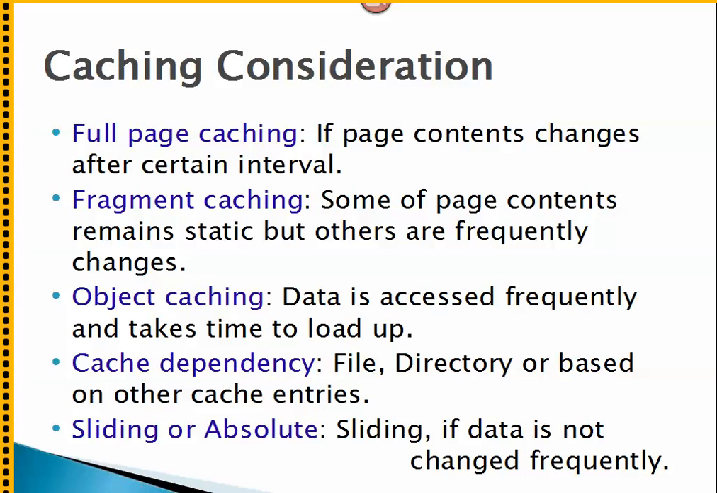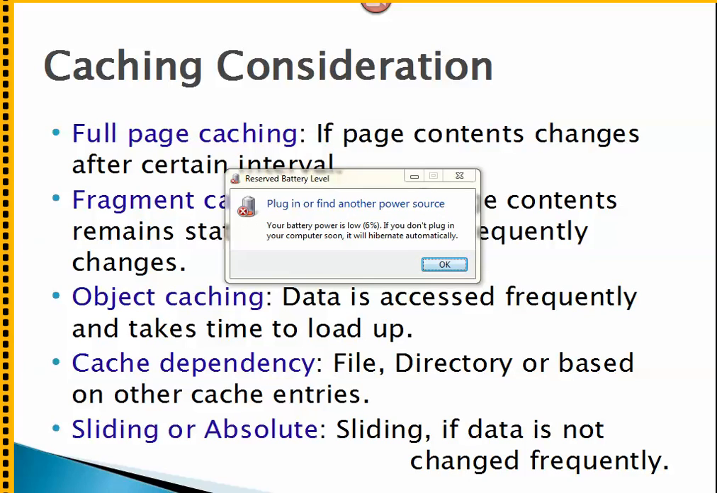And sliding and absolute: when to choose sliding and when to choose absolute. If on a certain interval data is getting changed, we should consider the absolute expiration. But if some data is not changing frequently and you want to save memory also, in that situation we can use sliding expiration. Okay.